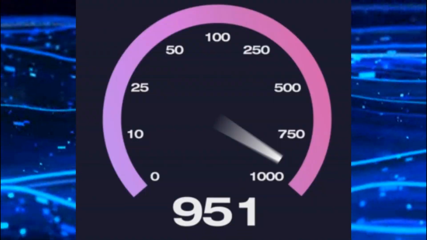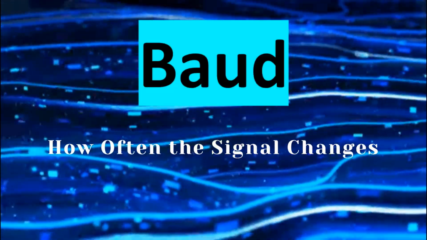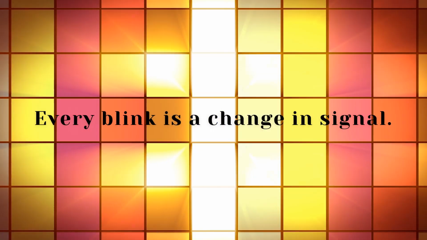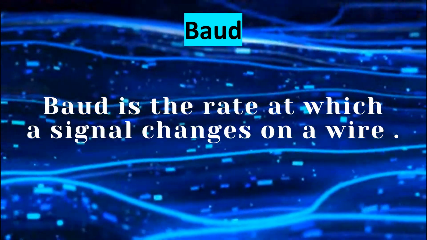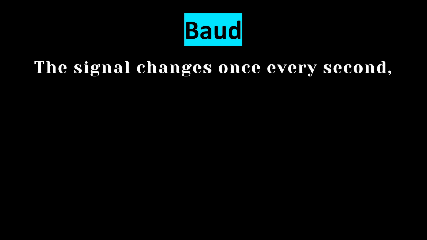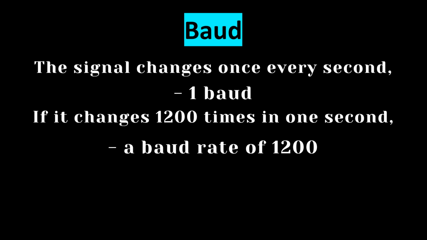You've probably heard of internet speed in bits per second, but have you ever heard of something called Baud? Imagine you're at a party with disco lights flashing, every blink is a change in signal, on, off, on, off. That's exactly how Baud works in the digital world. Baud is the rate at which a signal changes on a wire, like blinking lights. So, if the signal changes once every second, that's 1 baud. If it changes 1,200 times in 1 second, that's a baud rate of 1,200.